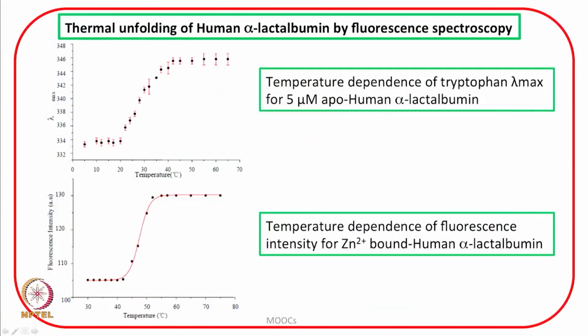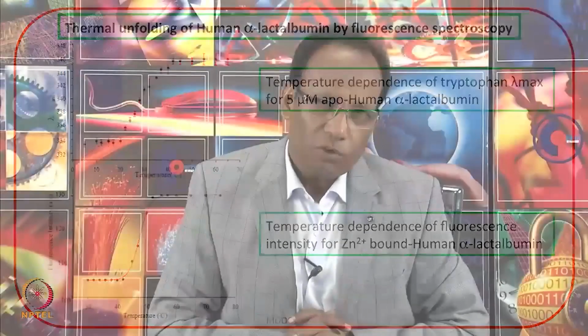This slide shows thermal unfolding of human alpha lactalbumin by fluorescence spectroscopy. When one studies the thermal unfolding by fluorescence spectroscopy, you usually choose a certain wavelength at which you will see the intensity changes, or you will take the whole emission spectra by selectively exciting the tryptophan residues over a range of temperature.